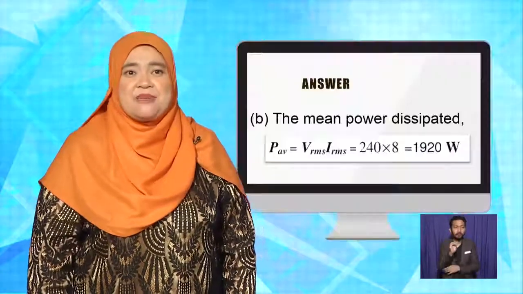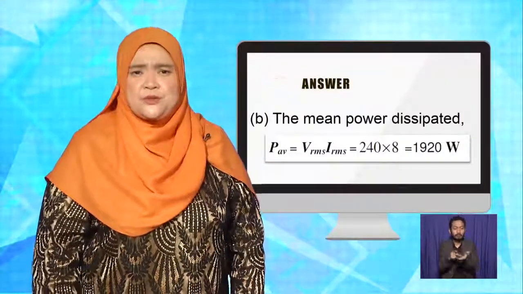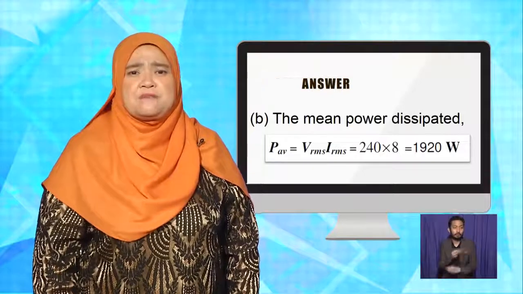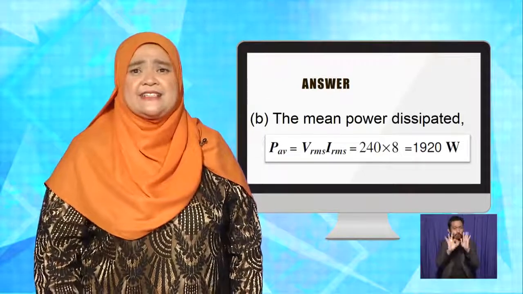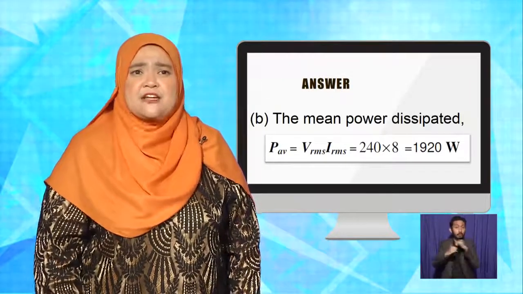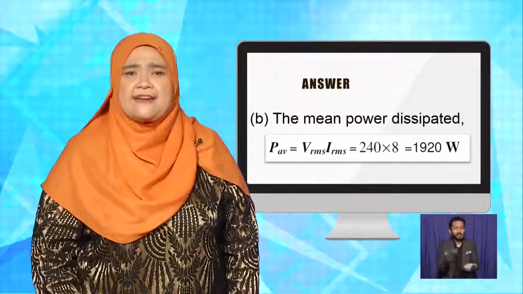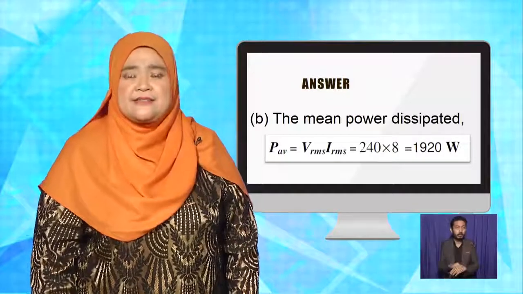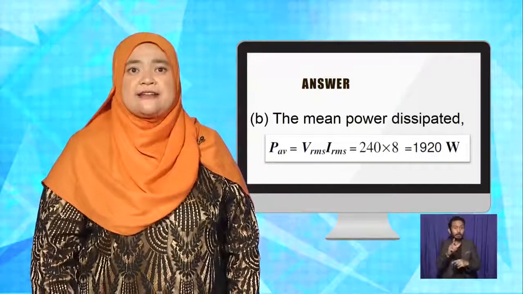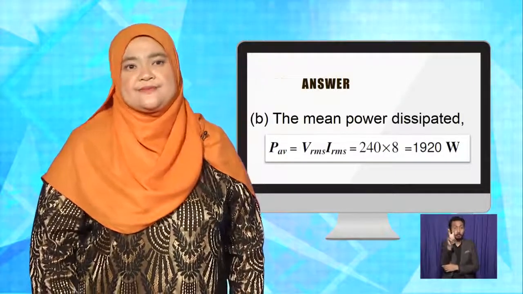The answer for B. Calculate the mean power dissipated. You must remember the formula of mean power of resistor in alternating current. Average power is equal to V RMS times I RMS. The answer is 1920 watts.